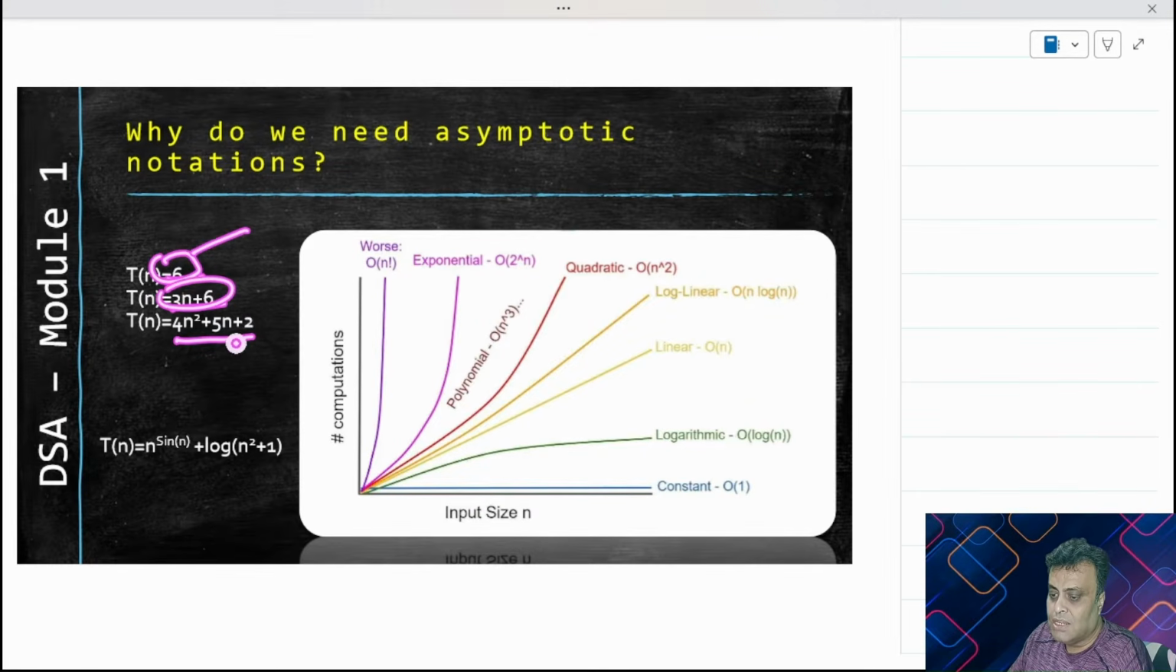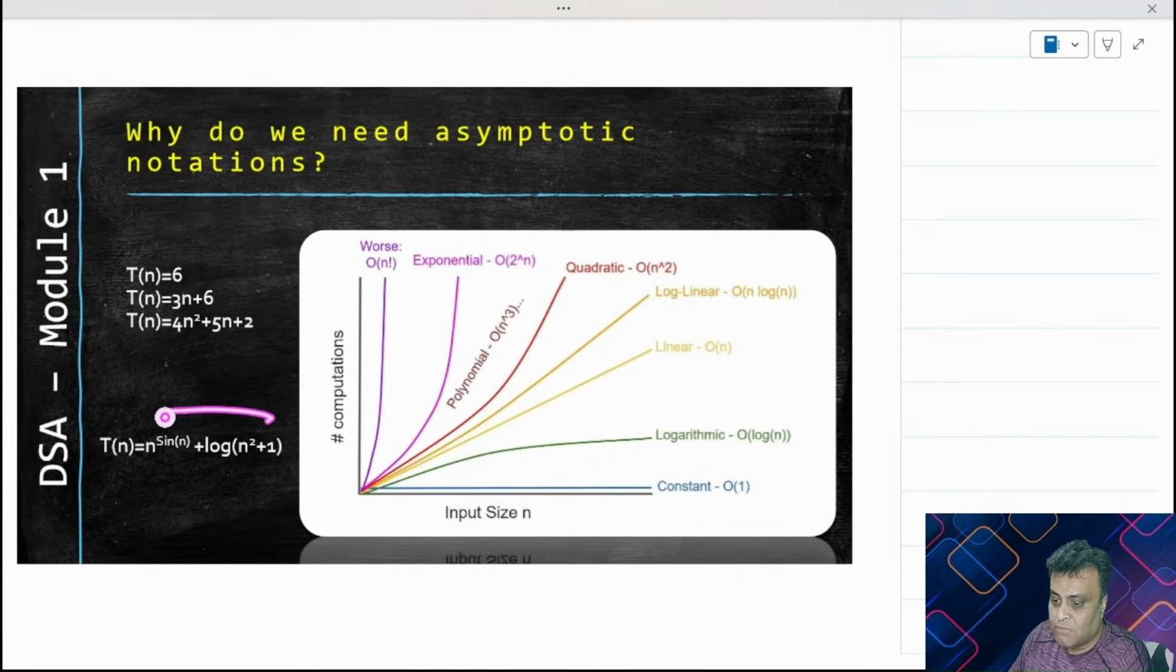If it is having n, check the highest power of n. The highest power of n will tell you which class it will fall under. Highest power of n here is 1, so it falls under the linear complexity class. Highest power of n is 2, it falls under the quadratic complexity class, and so on and so forth.